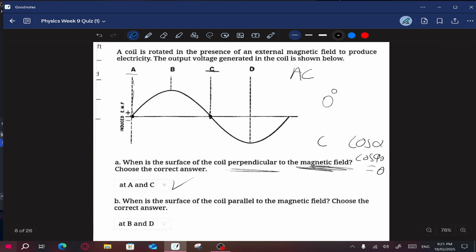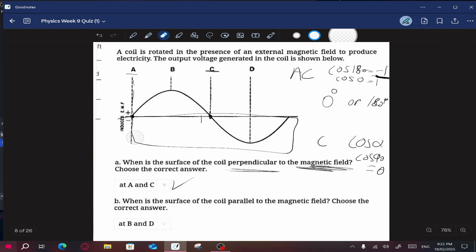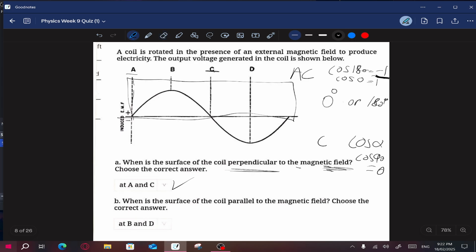It could be 0 degrees or 180 degrees, or in between them, right? So what's the difference? Because cosine 180 is -1 and cosine 0 is 1. In an alternating current, this actually helps us because this is where it would be in the negative direction, in this area here, the negative part. And when it is 1, it would be in the positive direction. Now this is where they would be.